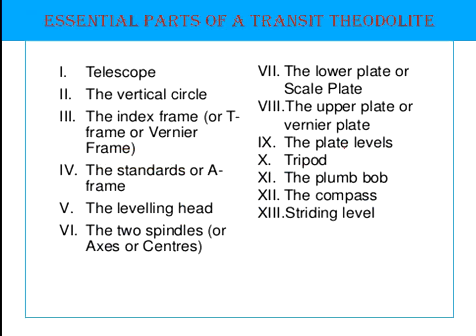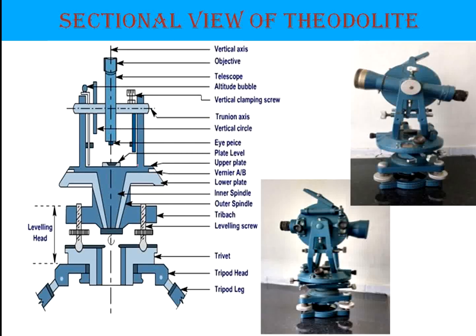Now coming to the essential parts of the transit theodolite. We can see them one by one. This is one sectional view of our theodolite. The actual theodolite will look like these figures. Now coming to the parts. The first one shown here is the vertical axis. The central vertical line of the instrument is termed as the vertical axis. Then we have a telescope. Essentially, we should have a telescope in order to view the objects. This telescope will have the objective as well as the eyepiece.